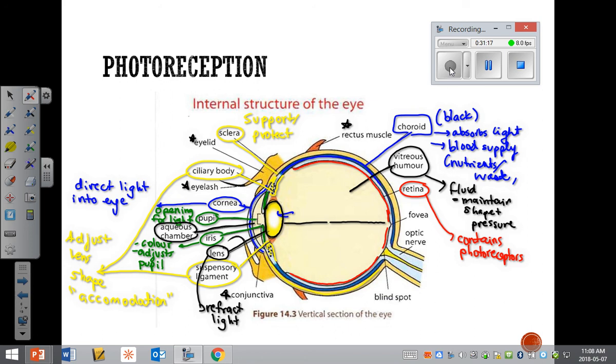Where light is supposed to be directed is called the fovea, and the fovea is just a part of the retina, so it's one specific section of the retina. The fovea has, or it should have, the highest concentration of photoreceptors. So if I were to map out your retina, most of the photoreceptors will be in this middle part where the fovea is.